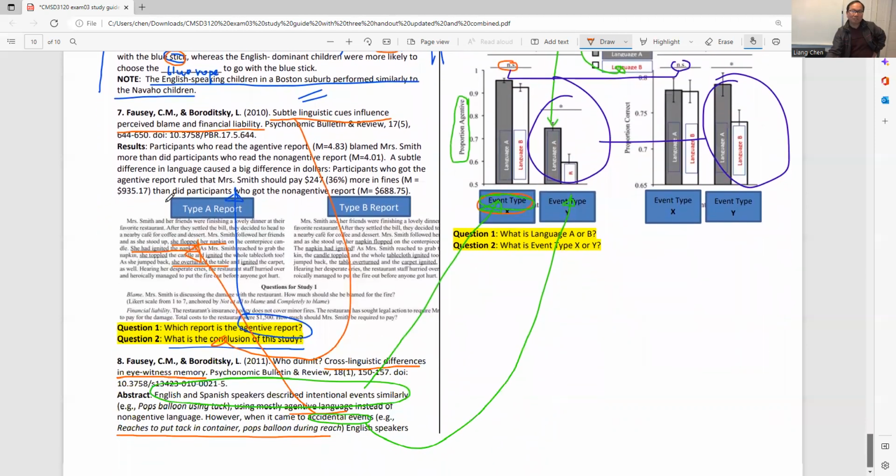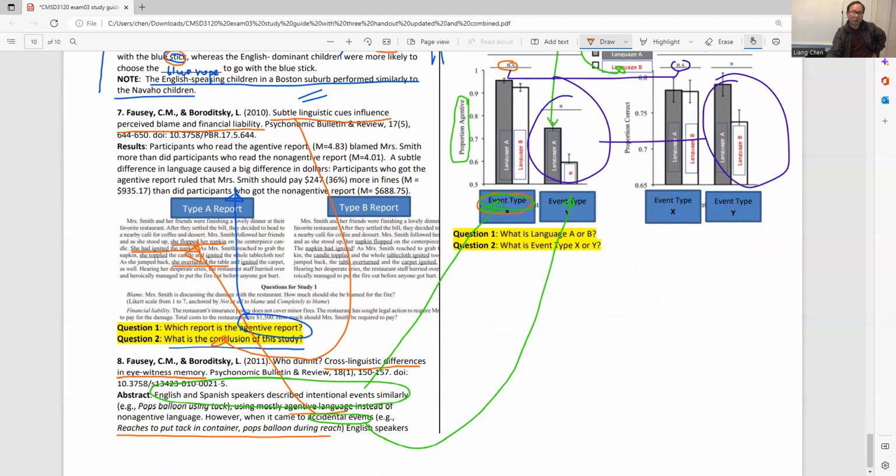Number 7, agentive language. What is an agentive report? So type A, because we have a lot of examples of agentive language. Basically, she flopped her napkin. She ignited the napkin. She overturned the table. Those are all examples of agentive language. And since this report included a lot of examples like that, it's called the agentive report. And the other report: napkin flopped, table overturned. These are non-agentive language. And since this report included mostly examples of non-agentive language, it's called the non-agentive report.